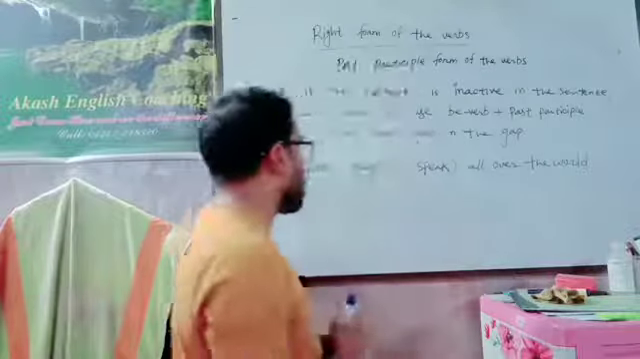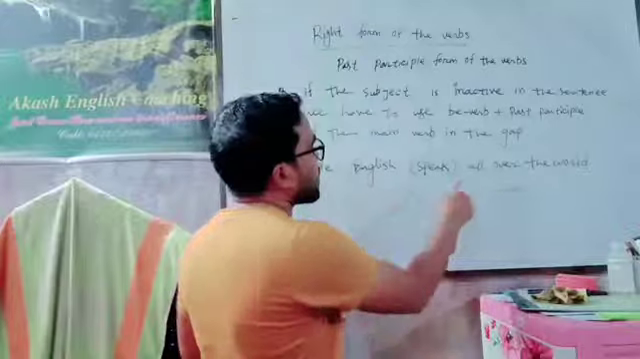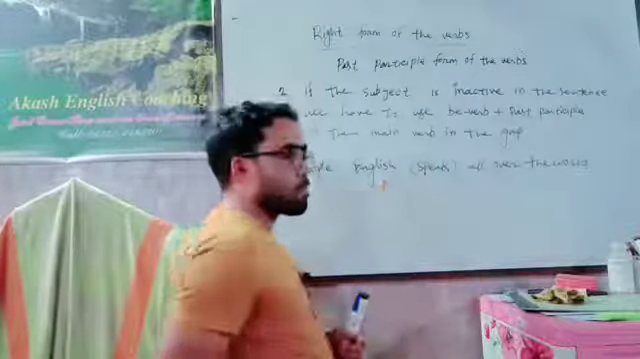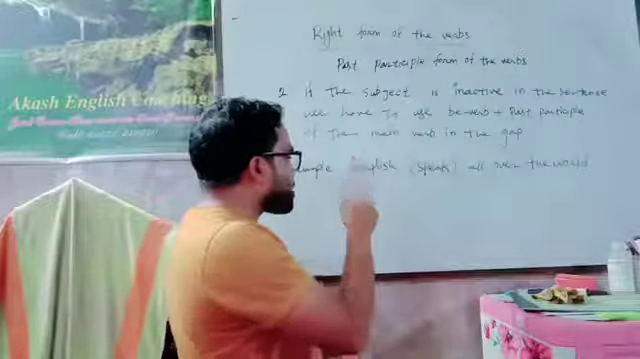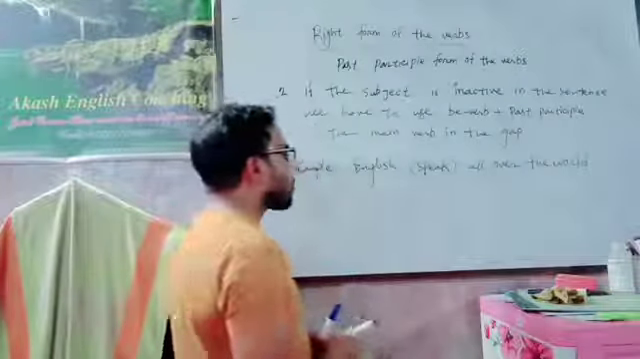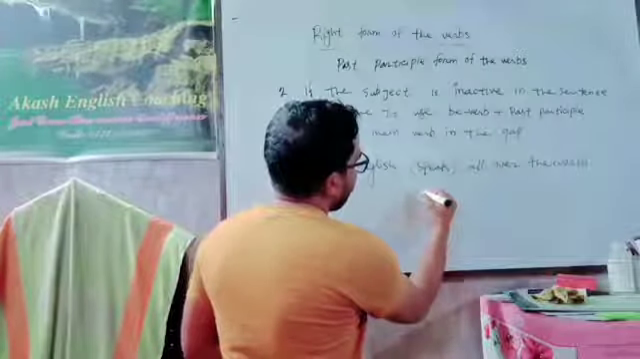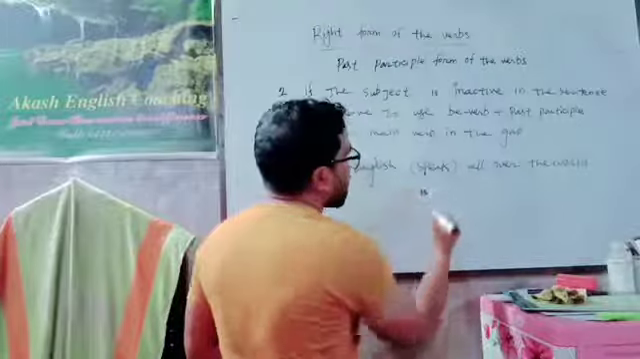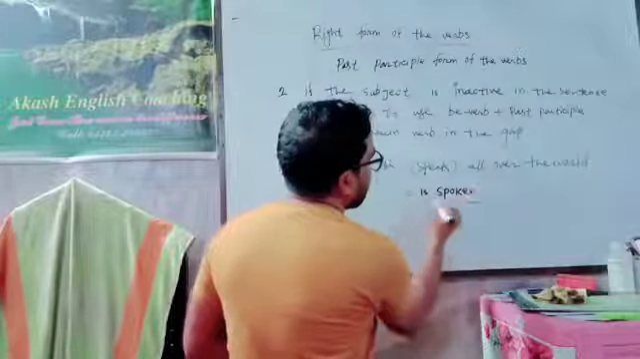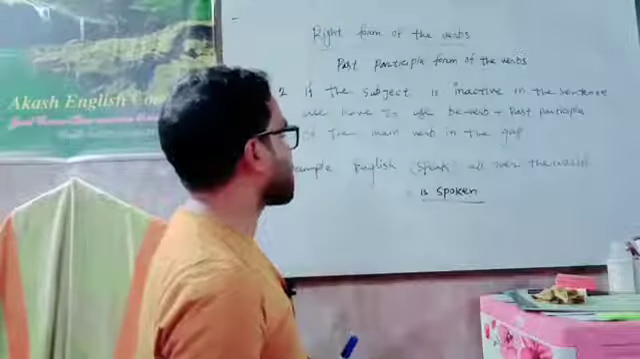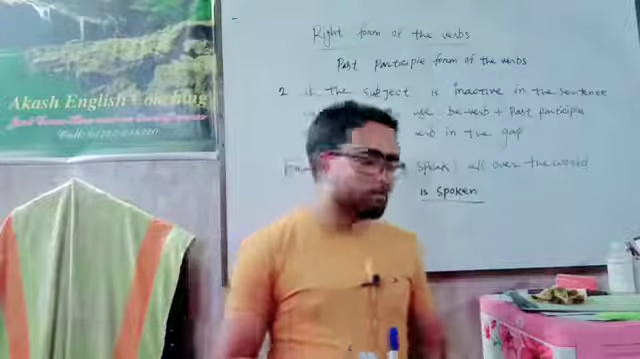So I can make you realize with this example. English speak all over the world, English can't speak. English is the inactive subject here. So we have to use a be verb from am, is, are after the subject, English is, and then the past participle form of speak, which is spoken. Is spoken is the correct answer. So English is spoken all over the world.